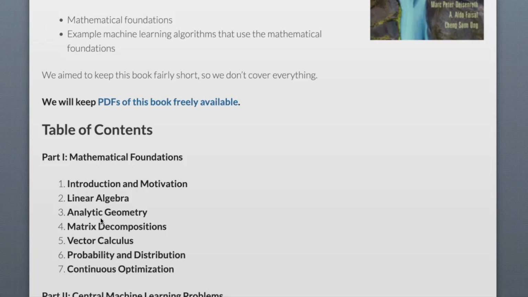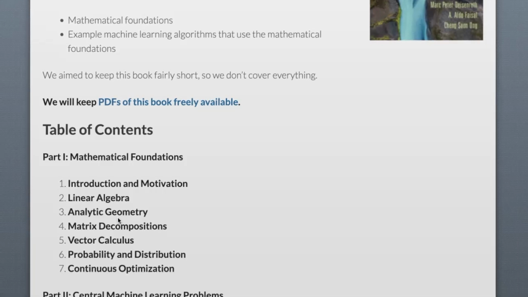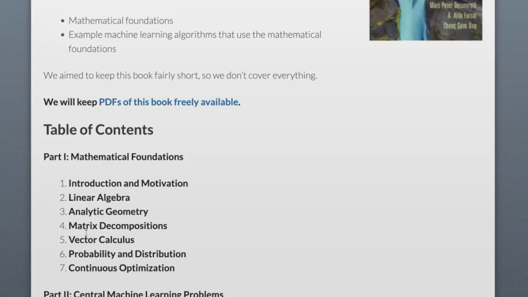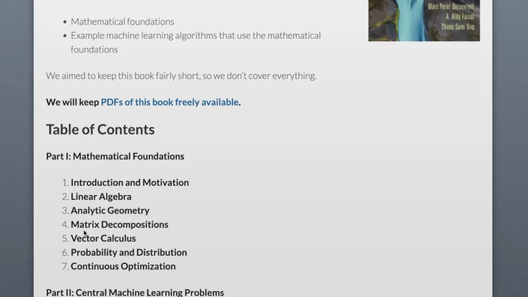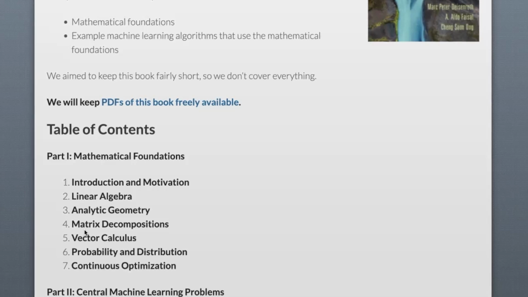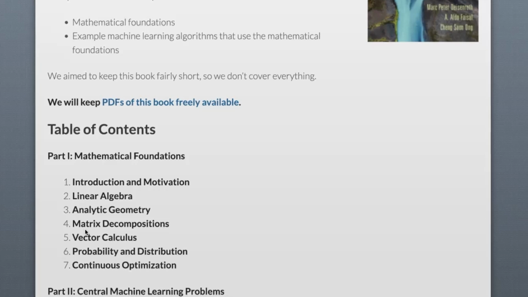Also, extensions of these, such as norms and inner products and orthogonality, which comes under analytic geometry. Then we learn about how we can work with vectors and matrices, especially in terms of matrix decomposition techniques, like eigenvalue decomposition or other decomposition techniques that you need to know when working with machine learning and AI problems. Also, you learn about derivatives and gradients, and in particular, vector calculus.